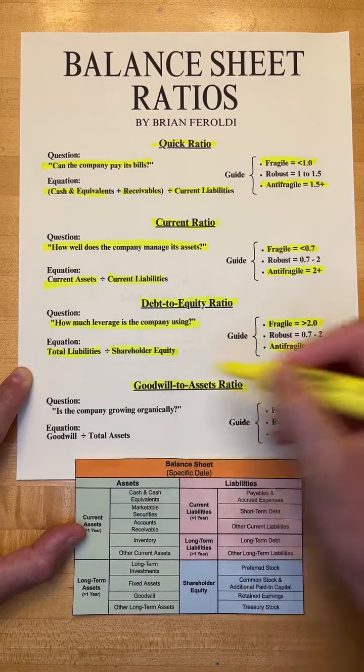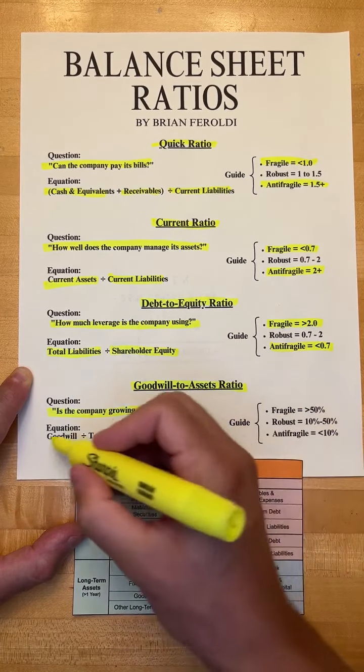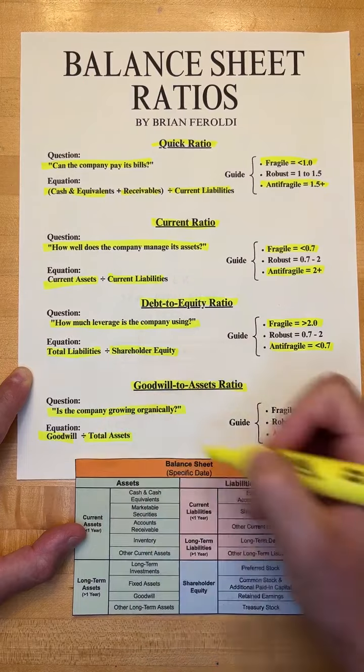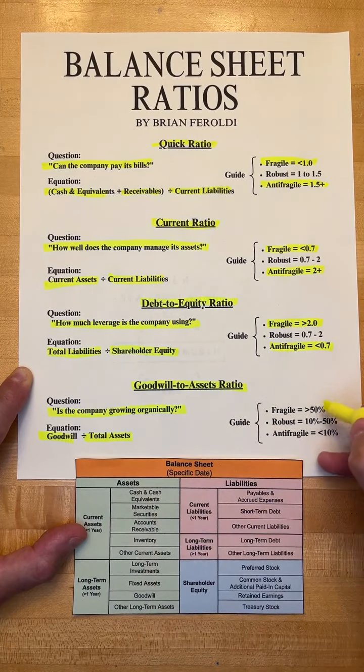Finally is the goodwill to asset ratio, which answers the question, is the company growing organically? The equation is goodwill divided by total assets. As a guide, if this number is over 50%, the company is growing through acquisition, and if this number is under 10%, the business is primarily growing organically.